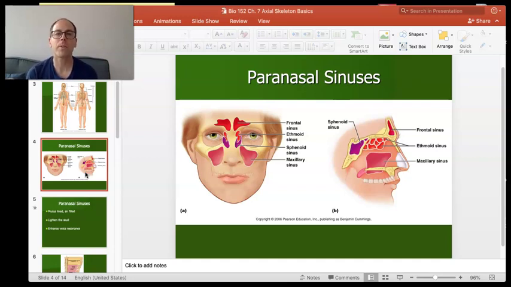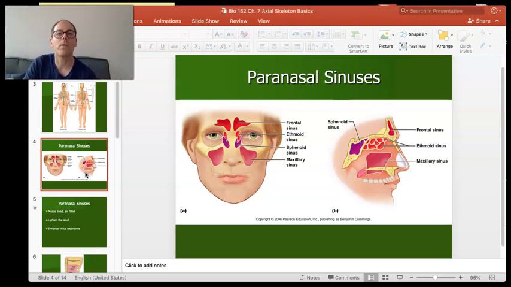And they do a couple different jobs. If your skull was solid bone, it would be very heavy, so the empty spaces help make the skull lighter. They also act as an air conditioner. When you breathe in and air passes through them, it helps to warm and moisturize the air as it comes in, and then cool and dry the air out as you breathe out. So it helps you retain moisture and heat.